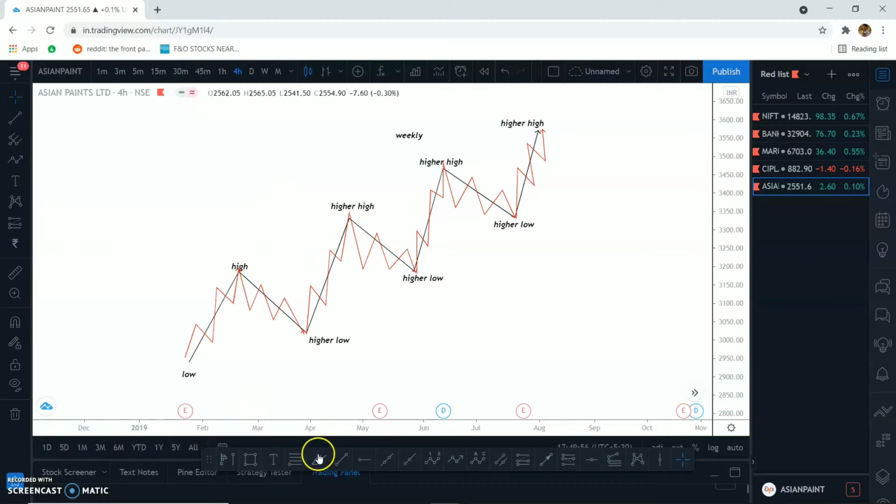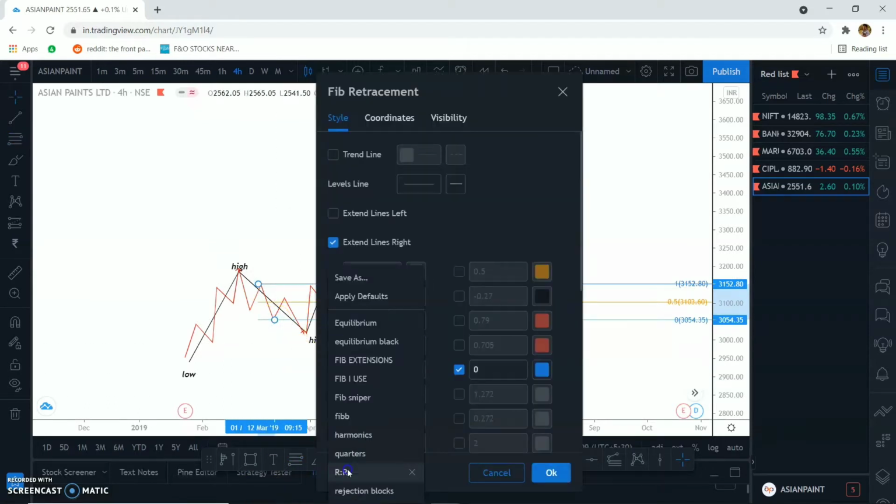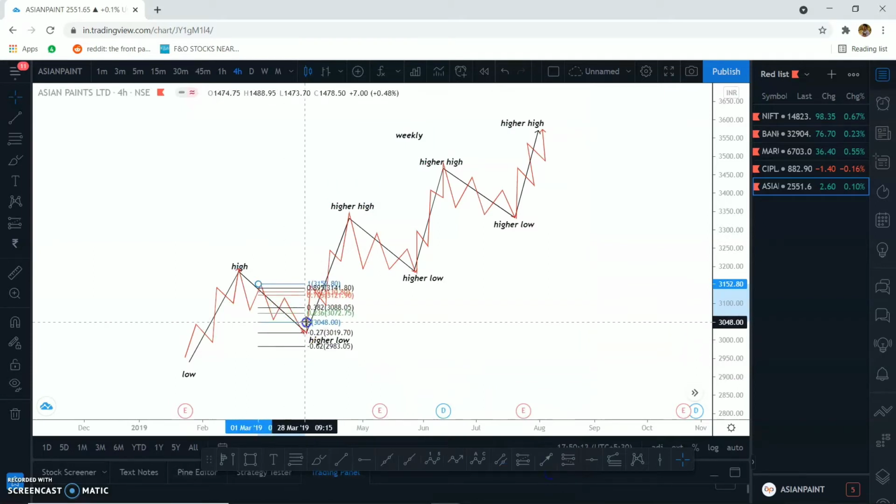So let's say you want to go short. You place your Fibonacci here. I'll just take a small example. Let's say I just put a Fibonacci here, not this one. I use it for that one, like the Fibonacci strategy. You put your Fibonacci something like this.